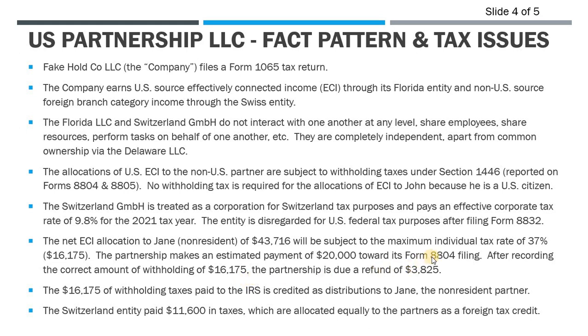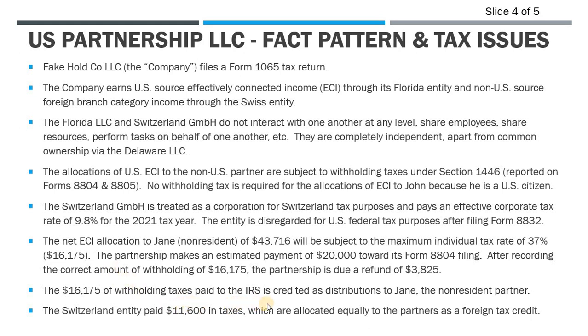When they file their 8804, they can claim the $20,000 estimated payment. They would note that $16,175 was the actual balance due, so then the partnership gets a refund of $38.25. All right, and so again, I'll show you on the financial statements how we record that, how all that's reported on the 8804.